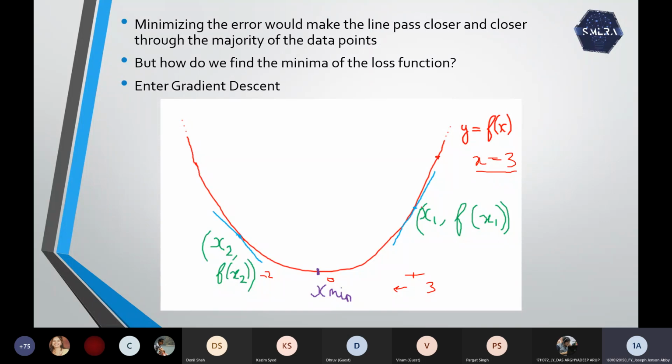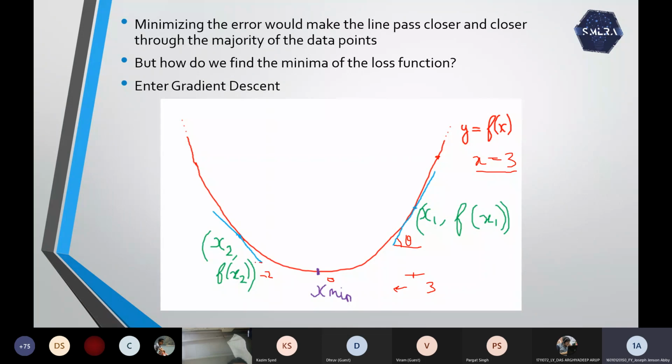We find the slope at that particular point. Suppose this point is x1. We find the derivative of the function at x1, and that gives us the slope. Suppose this angle is theta. Tan theta here will be positive. The slope is positive, as you can see on this line. So this slope will give you the sign, the direction where you need to go.